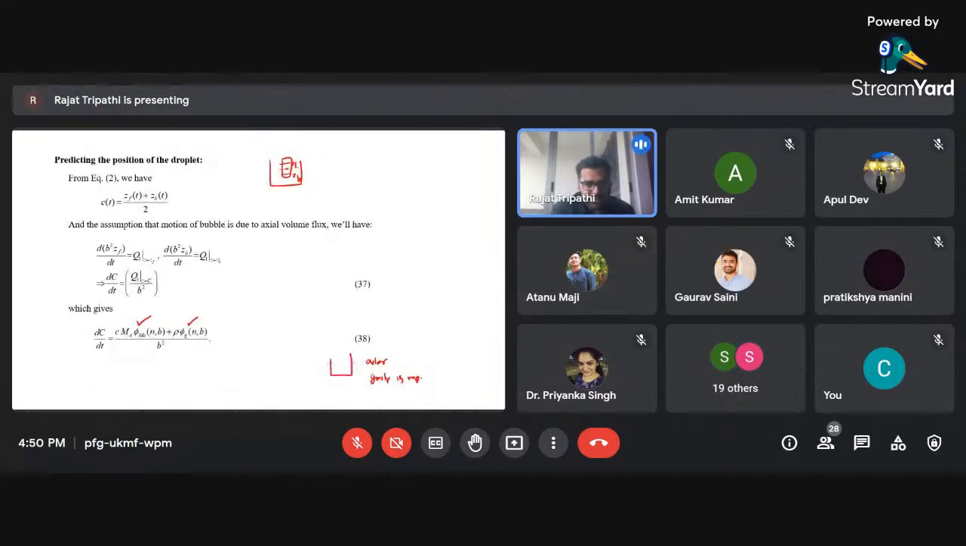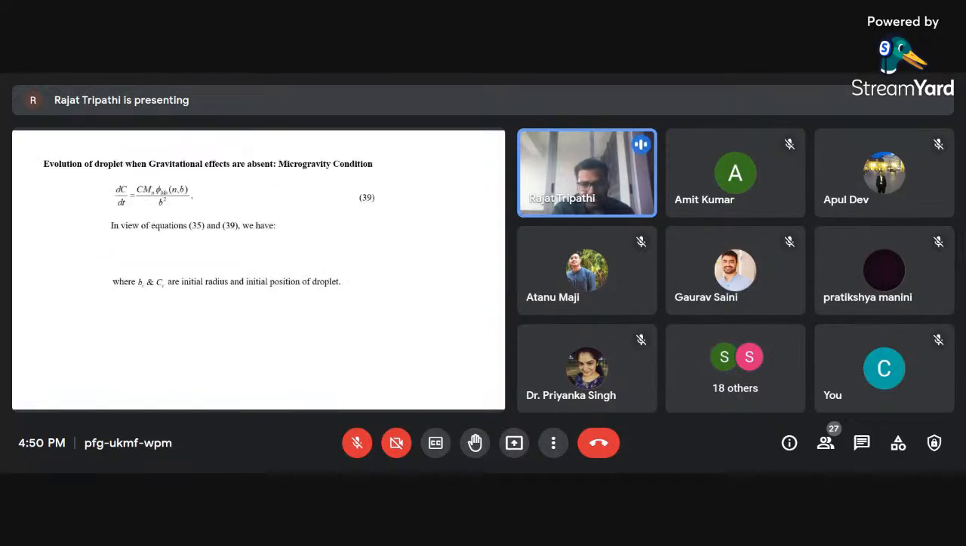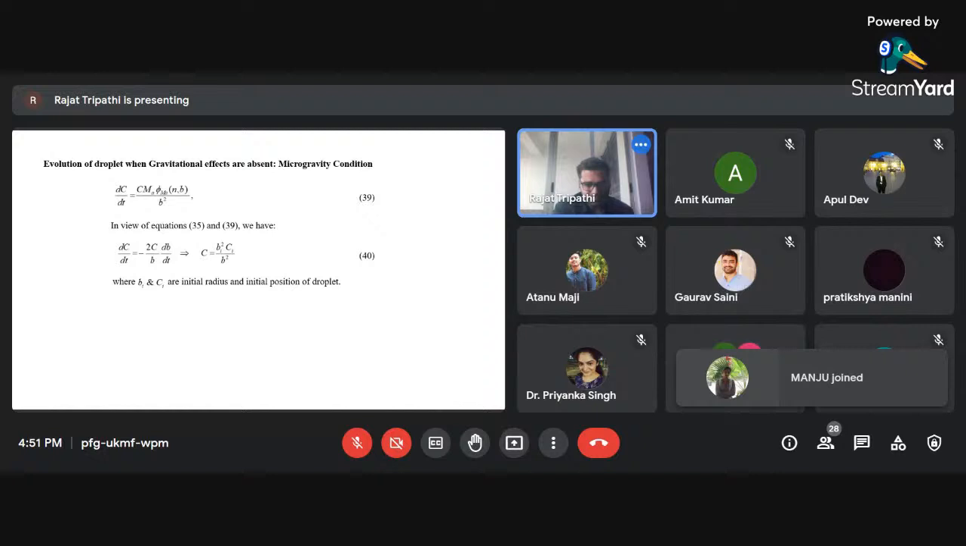Again, if you look at the equation that we have here for the shape of bubble, dB by dt is Ma phi Ma by 2b, and dC by dt is C Ma phi Ma by b square. So we can get a relation between dC by dt and dB by dt. That is, if you consider equation number 35 and equation number 39, then we can develop this relation between the evolution of position and evolution of shape of the bubble.